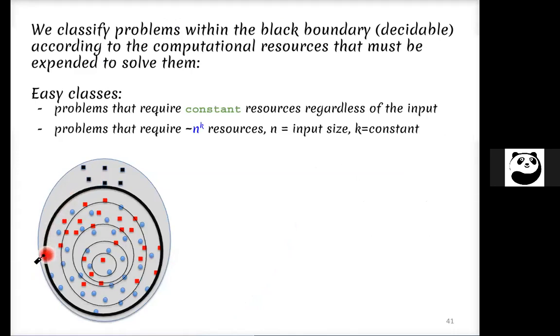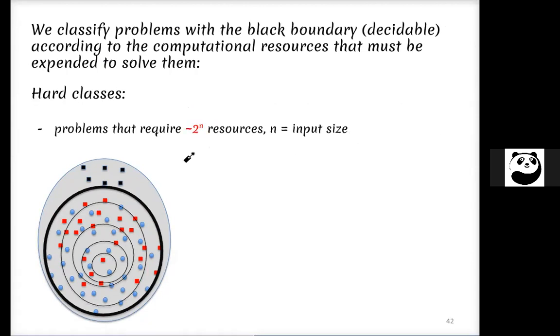So again, as I told you, for the remainder of today, and on Friday when we conclude everything, we are going to pay attention to this circle, things that are within the region of probability and decidability. We call a problem easy if it takes constant resources regardless of the input, or if it takes n to the power k for some k. So we call that quote unquote easy. I am being sloppy here and imprecise, but that's okay.